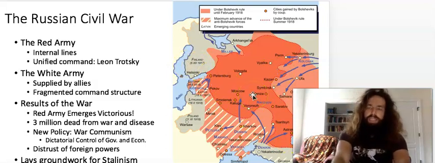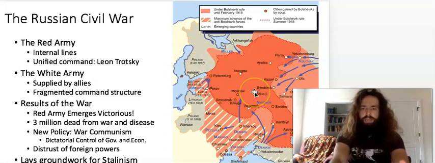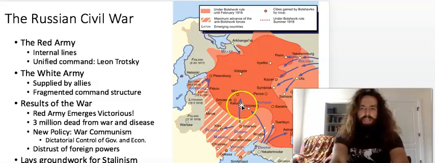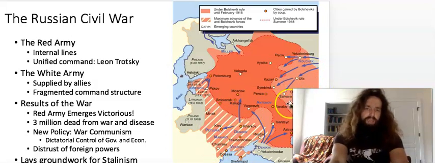One thing that makes it really easy for the Red Army to defend is they have internal lines of defense, which means that they have all their supplies and men in the middle, so they can just bop over here and fight a battle, and then load up on trains and go over here and fight a battle over here. Whereas the White Army has a much harder time coordinating its people and getting supplies where they need to be.